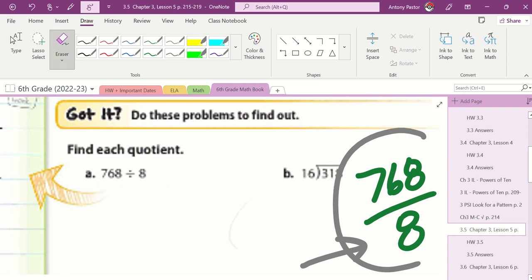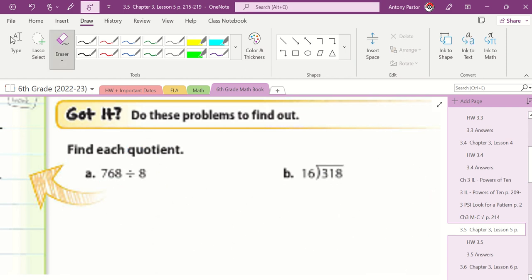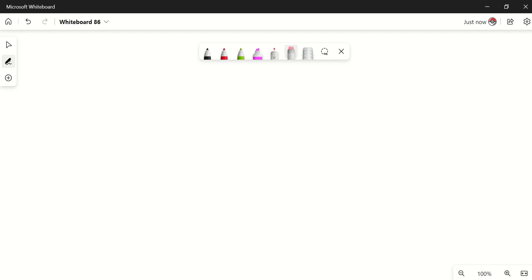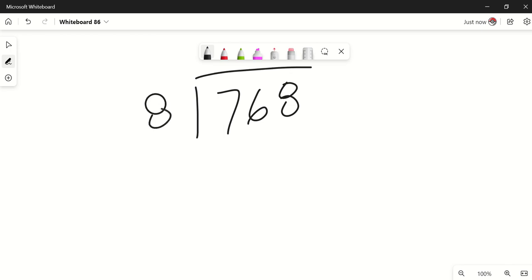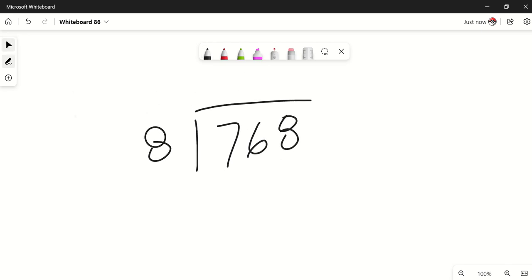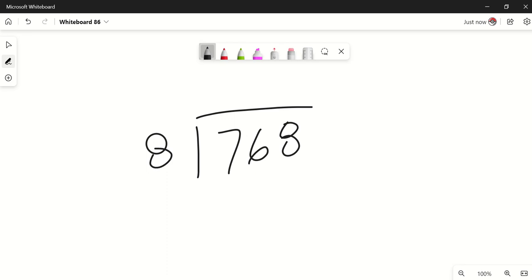Now that we've gone over this, let's go ahead and do 768 divided by 8. I'm going to move this down a little bit so we can write our answer towards the top. Now, 8 will not go into 7, but 8 will go into 76. How many times? This is where I'm going to have to recall my multiplication facts. I know that 8 times 8 is 64.